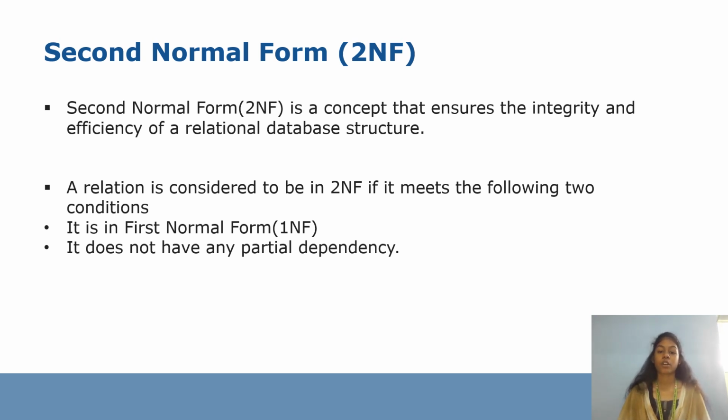Second normal form is a concept that ensures the integrity and efficiency of a relational database structure. A relation is considered to be in 2NF if it meets the following two conditions, and these are the two rules of the 2NF. It is in first normal form. It does not have any partial dependency.